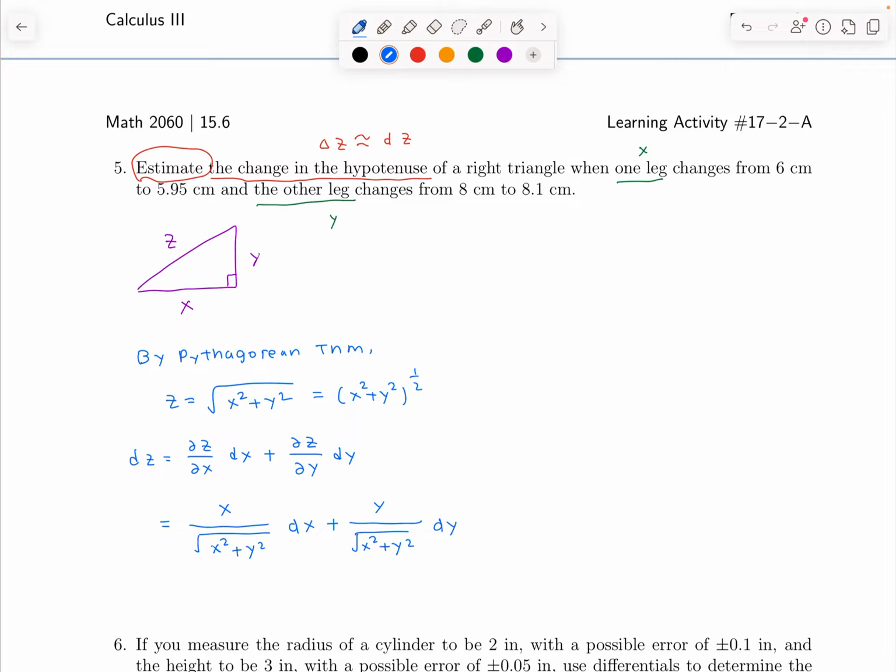Okay, now notice that your dx is the change in X, so terminal minus initial. So that should be negative 0.05. And your change in Y is your dy. Again, that will be terminal minus initial, so that will be 0.1.